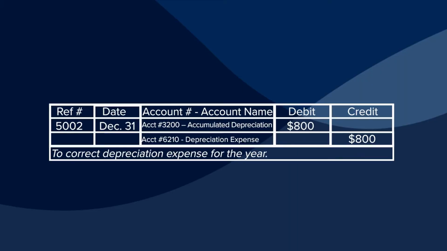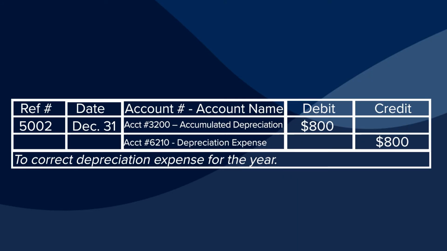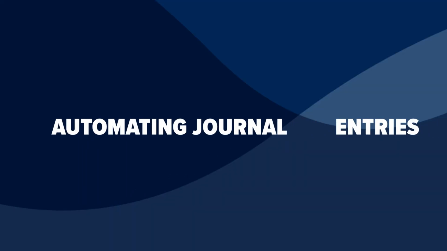Rather than go back to correct each of the 4 quarterly journal entries manually, Sally posts one adjusting journal entry at the end of the year to credit depreciation expense by $800 and debit accumulated depreciation by the same amount. Did you get that?